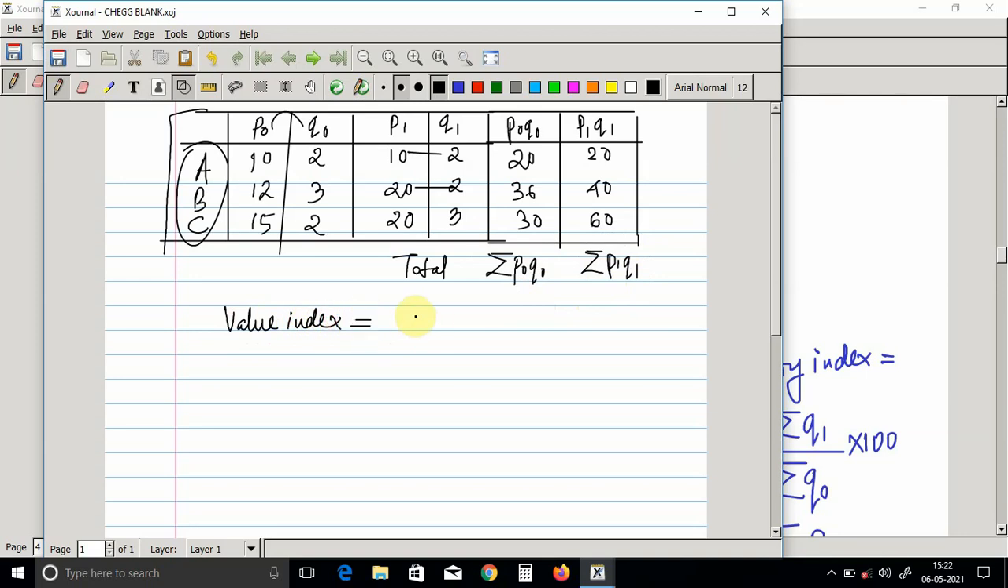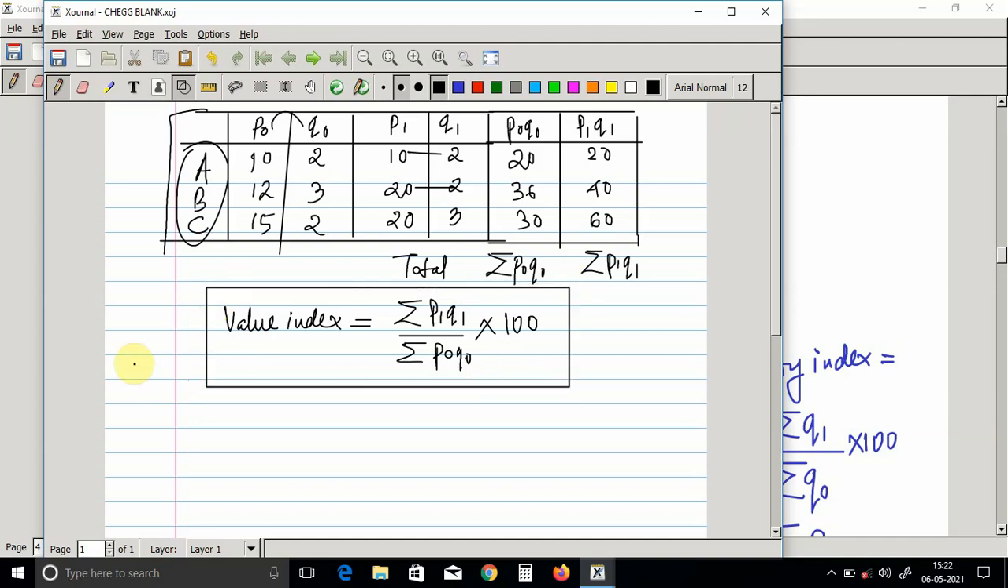So value index is the comparison, the relative thing of current value to the base value. So P1 Q1 divided by P0 Q0. This is the coefficient, and you need to multiply it by 100 if you want to talk in terms of percentages. So this is the value index.